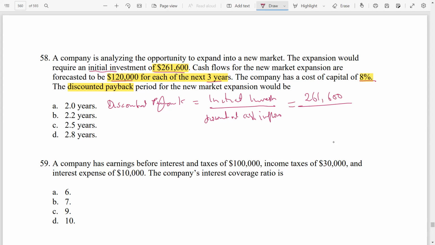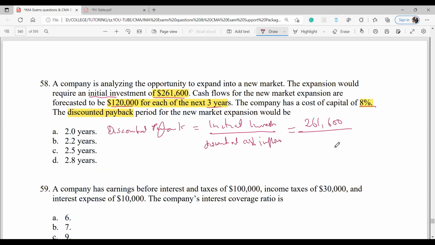Okay, when we have the same payment, we are going to multiply that by PV of annuity, which is the same payment, okay, for 3 years. But if we have a single payment, then we're going to use the PV. So in here, we are going to use the PV of annuity to find 120,000, discounted 120,000. So let's go to the table.